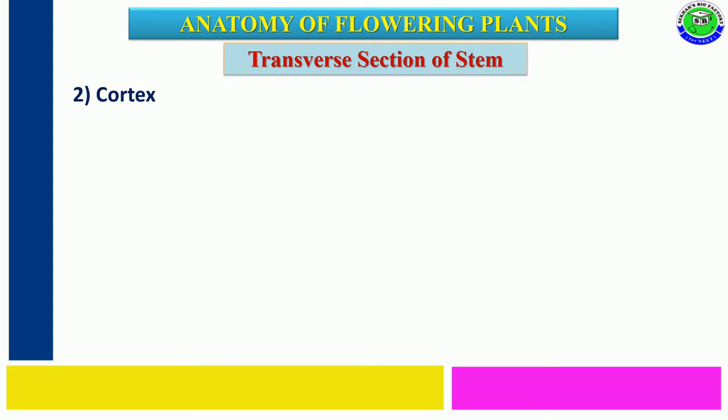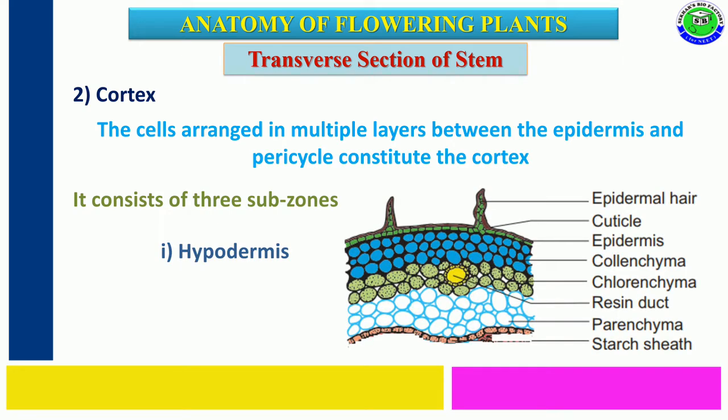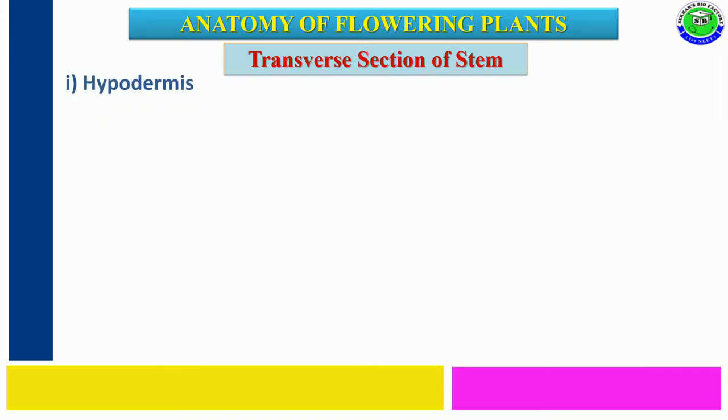The second part in the transverse section is the cortex. The cells arranged in many layers in between the epidermis and the pericycle constitute the cortex. In this cortex, three subzones are present. One is the hypodermis, the second part is the general cortex, and the third part is the endodermis.